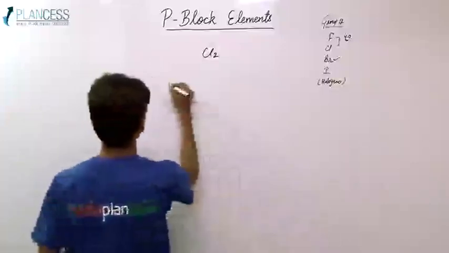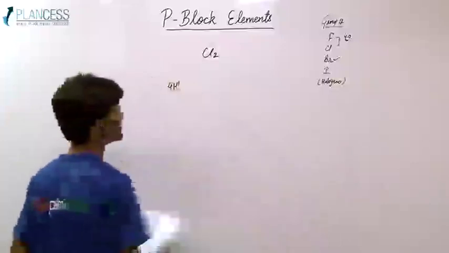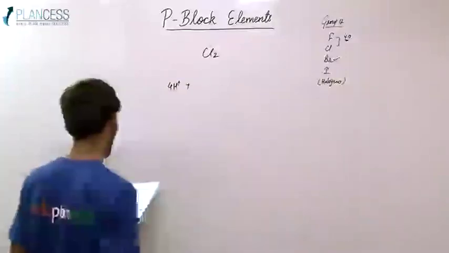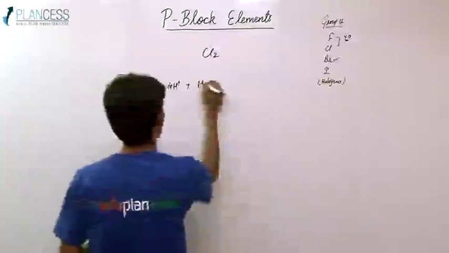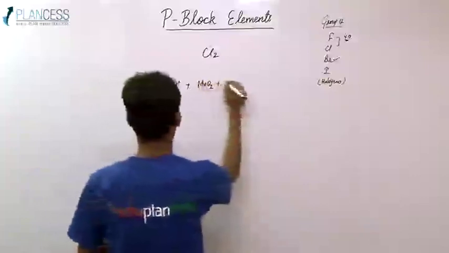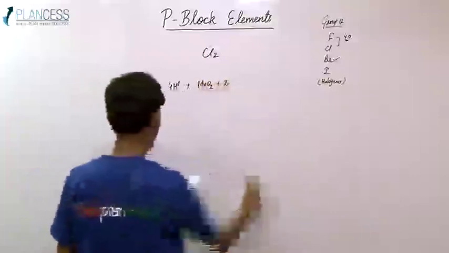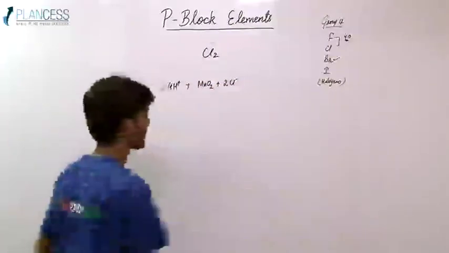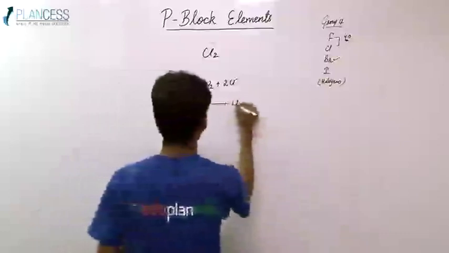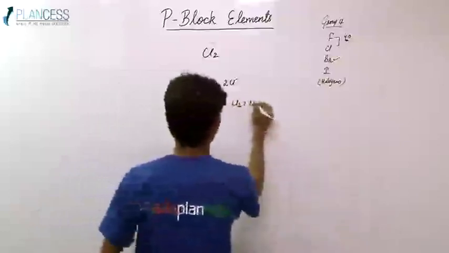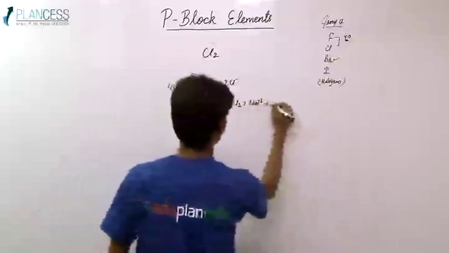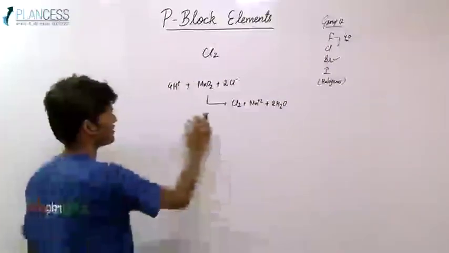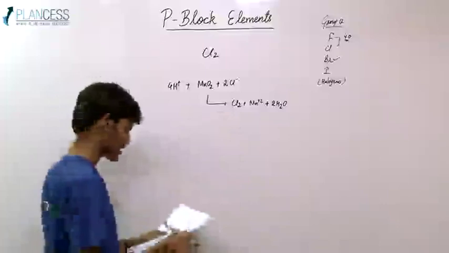I am just writing the ionic equation. You have the H2SO4, MnO2 is also there, and then by heating the chloride, Cl minus ion will be there. When it is heated, it gives us Cl2, Mn plus 2, and you can balance the oxygen with 2H2O here. So this is the reaction. In this case, the chlorine is produced by this reaction.